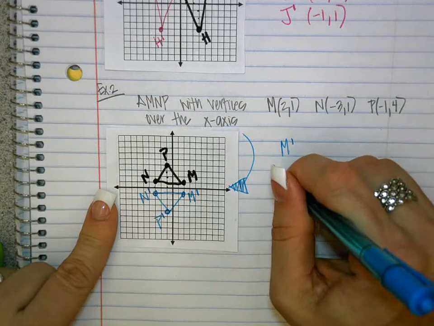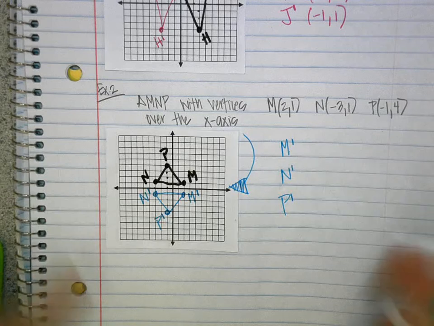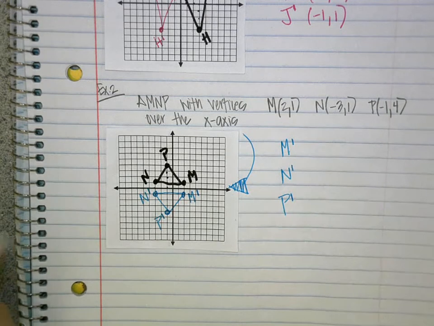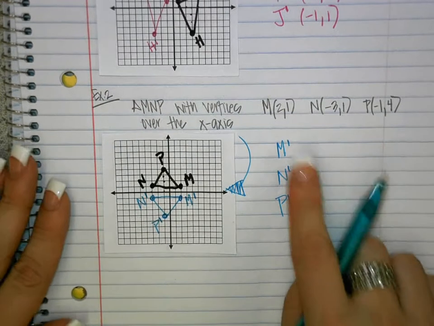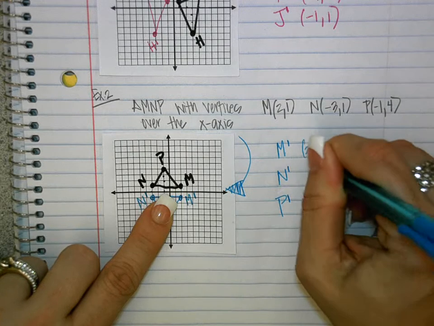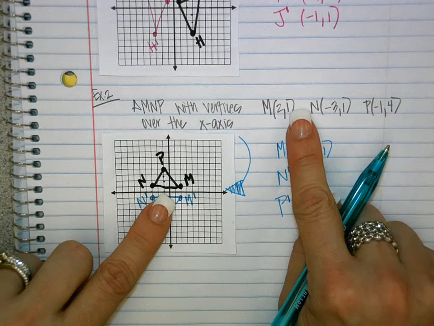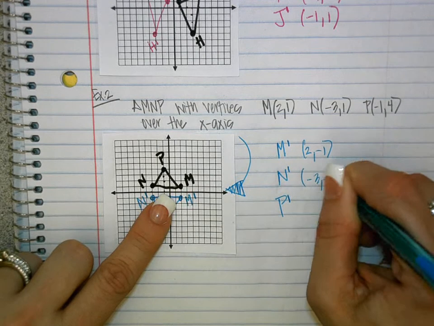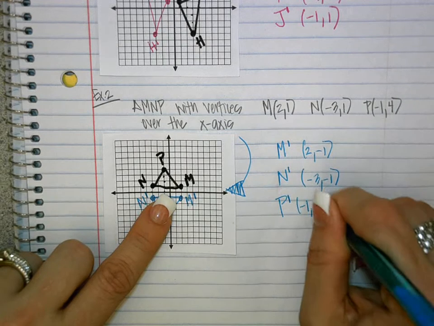So I want you to label or write down the coordinates of all of your primes. M, N, and P. Okay, M prime is at what location? 2, -1. So if it's reflected over the x-axis, notice that all we're doing is changing the y coordinate. N prime is at -3, -1, and P prime will be at -1, -4.